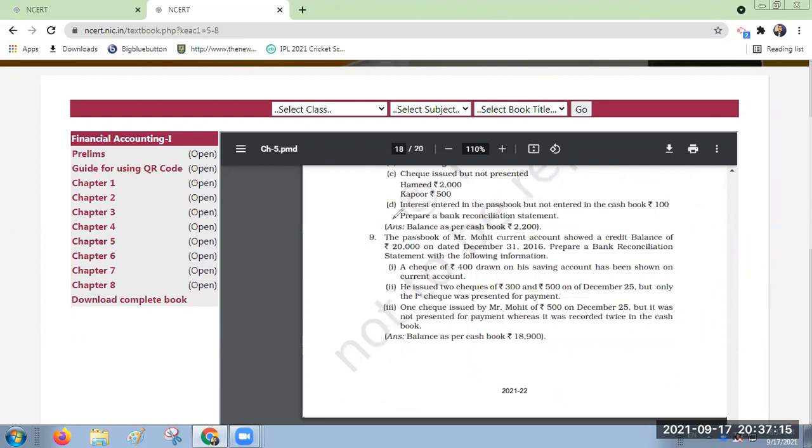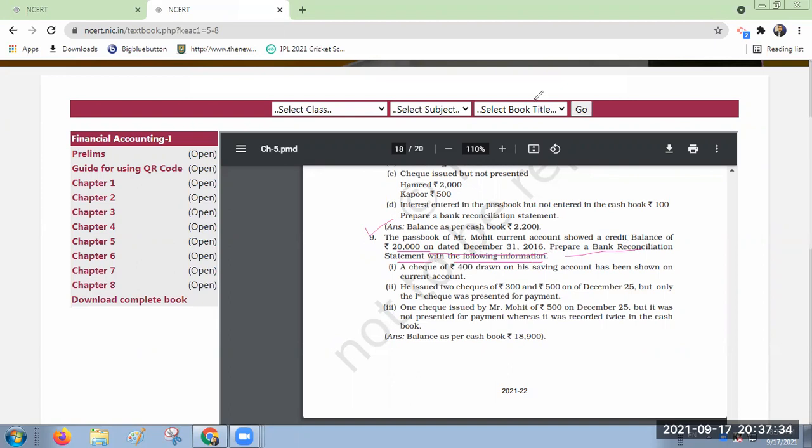Now you see the passbook of Mr. Mohit current account showed a credit balance of 20,000 on dated 31st December 2016. Prepare a bank reconciliation statement with the following information.